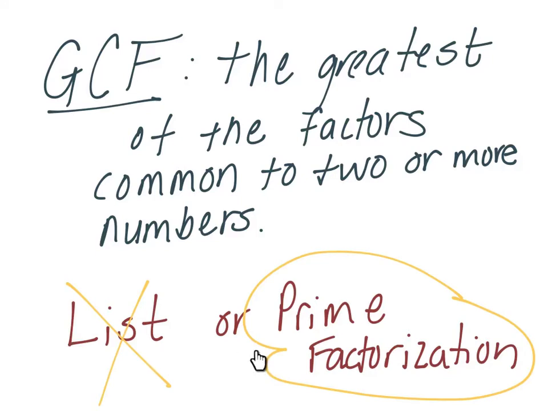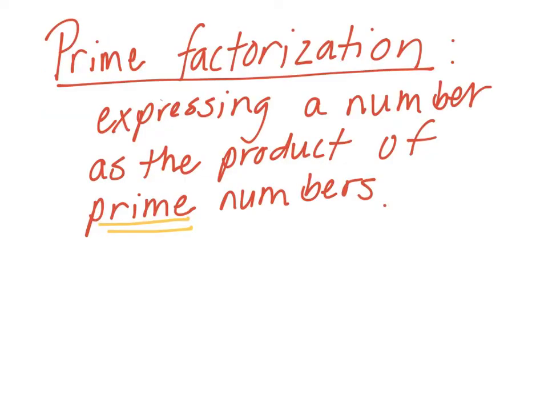For a couple of reasons, but the most important one being that prime factorization is a lot more efficient than writing a list of all the factors for whatever numbers you're working with. So let's review what prime factorization is. Prime factorization is expressing a number as the product of prime numbers. Now let's remember, prime numbers have only factors of 1 and itself.